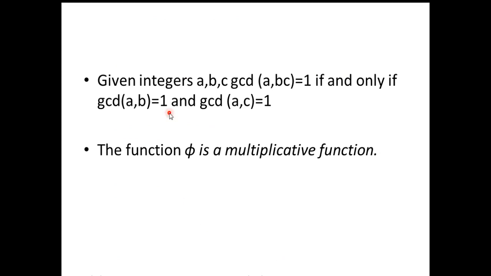Next is this important result which we are going to use further. Given integers a, b and c, the GCD of a and bc is 1 if and only if GCD of a and b is 1 and GCD of a and c is 1. So we are going to use this result.